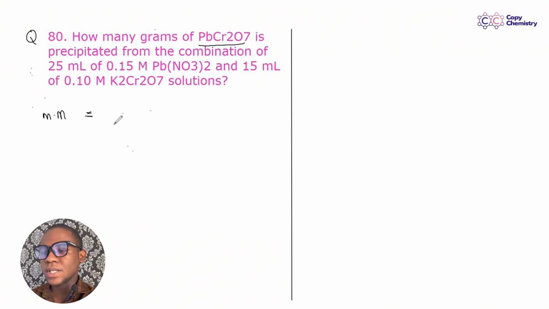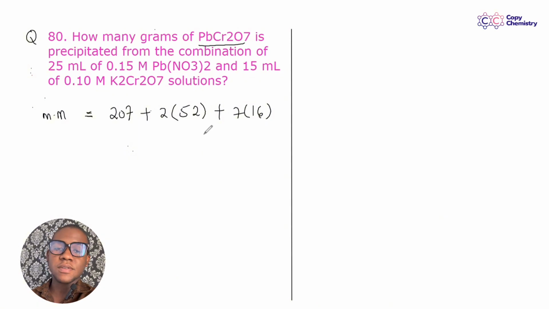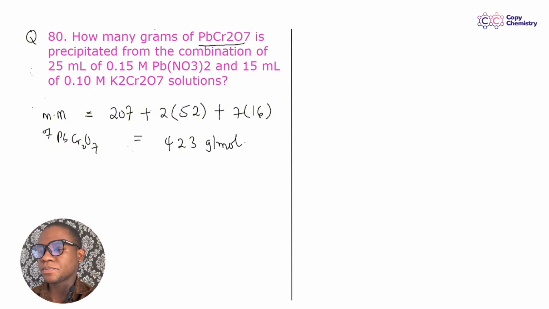PbCr2O7. Let's say the Pb is 207. The Cr, let's say that's 52, right? 52. And then the oxygen, that's 16. These are the relative atomic masses. I'm working out the molar mass of PbCr2O7, okay? So when you solve all that out, you should get about 423 grams per mole. We'll just leave that aside first.